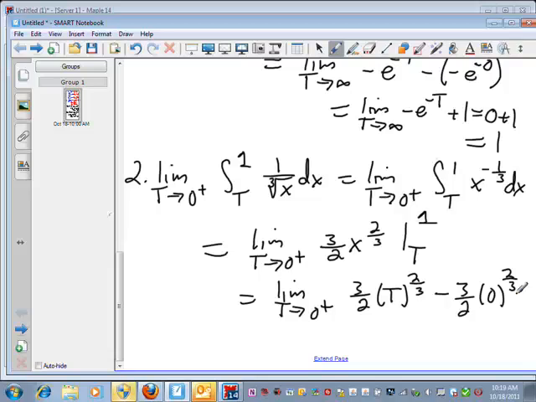And what's the answer here? 3 halves, right?